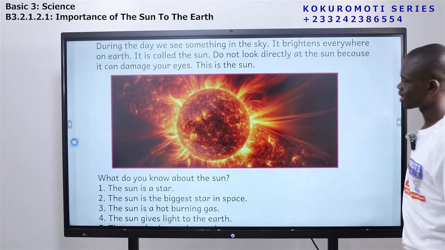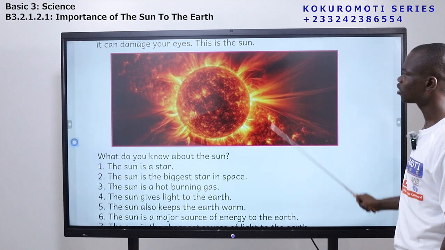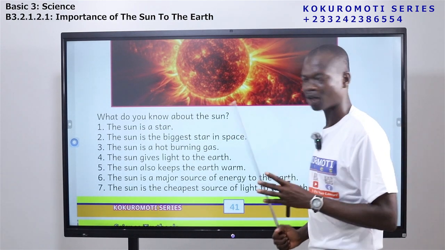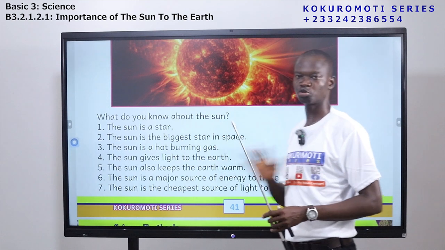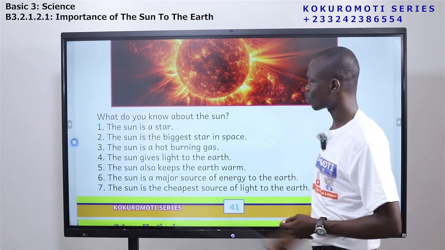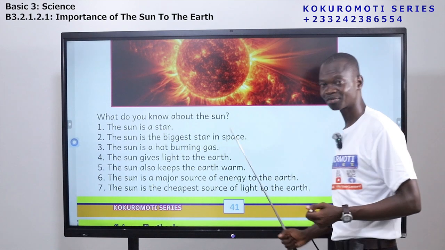So this is the sun. Now let's look at some basic things about the sun. There are some things you should know about the sun. The first one: the sun is a star.